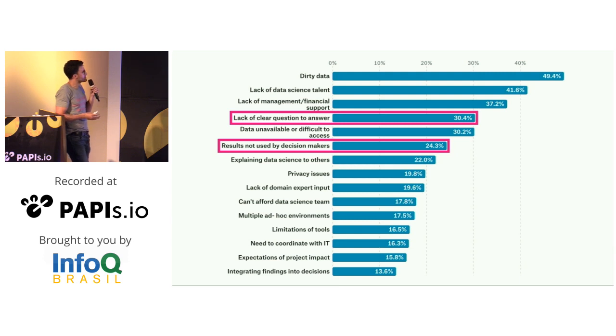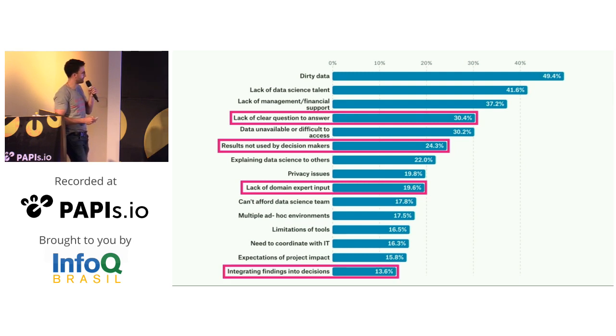Results are not used by decision makers, so it's important to involve decision makers as early as possible in your experimentations with machine learning. And you see that the machine learning canvas is a good tool for that, to have everyone on the same page. Lack of domain expert input. You also want to have your engineers and scientists communicate with domain experts as early as possible. Another thing that the machine learning canvas will help with.